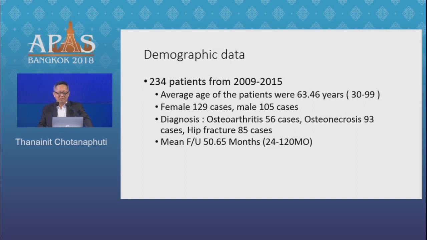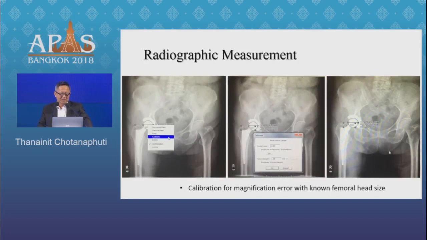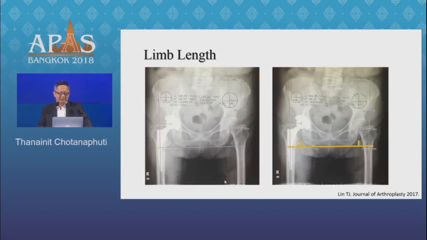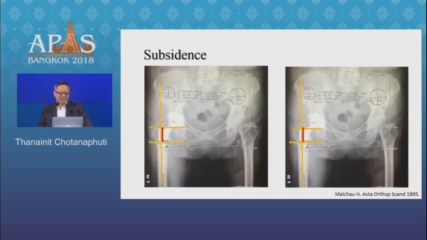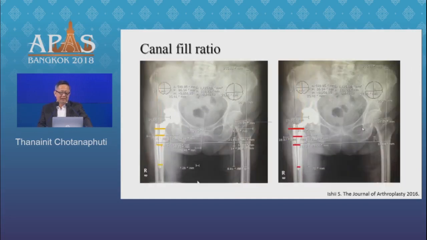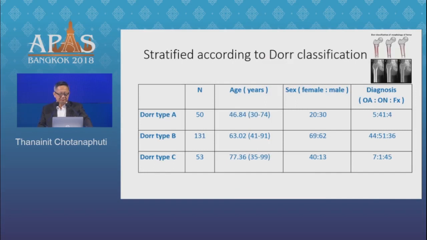The average age of the patient is 63, a little bit more in female. Diagnosis is osteoarthritis, osteonecrosis, small, and a hip fracture. The average follow-up is 4 years and minimal follow-up is 2 years. First, we calibrate the magnification, and then we measure the limb length, the subsidence, and canal fill ratio. What is the result?